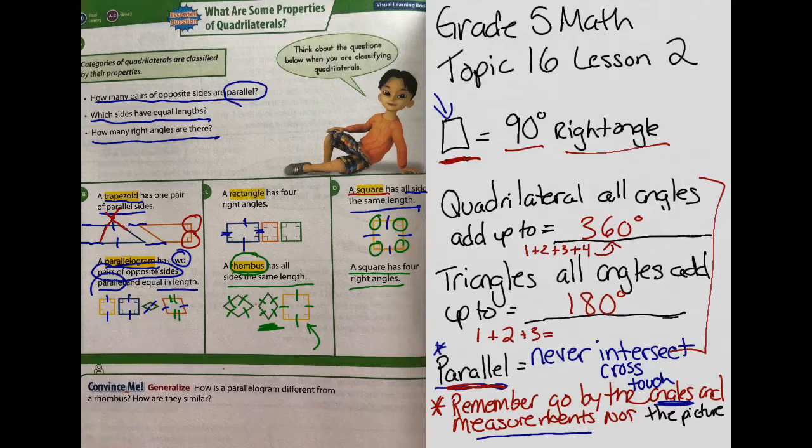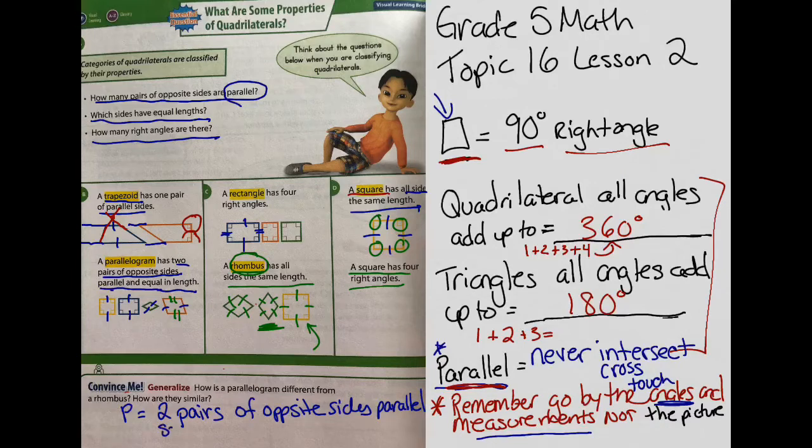Okay, so let's go back in our definition. I'm going to erase it so we can see better. So parallelogram. It has 2 pairs of opposite sides that are parallel and equal in length. So 2 pairs of opposite sides that are parallel and same length. Okay, so let's see. So 2 pairs of opposite sides are parallel and same length.